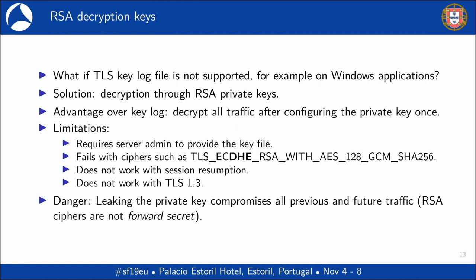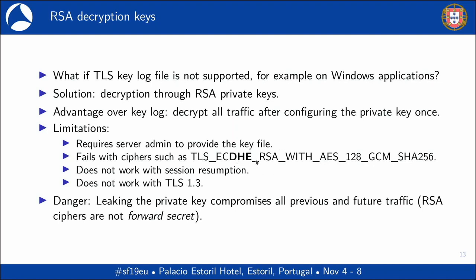If you are controlling the client, and you're trying to use an API from, I don't know, Amazon, for example, they will most likely not be willing to give you their private keys. So in that case, you won't be able to decrypt the traffic to a third party for which you don't have the private key. It also doesn't work with forward secret ciphers, ciphers that use the Diffie-Hellman key exchange.